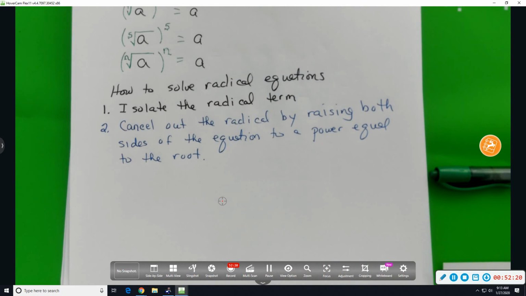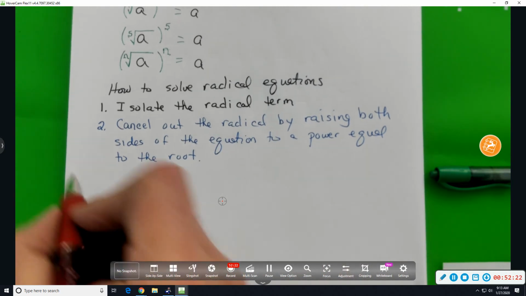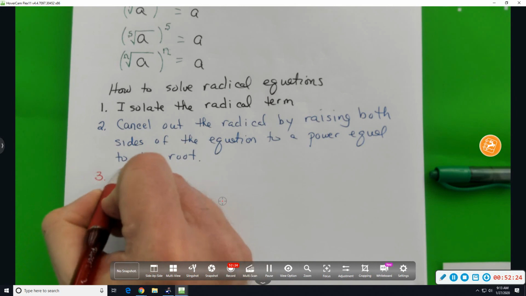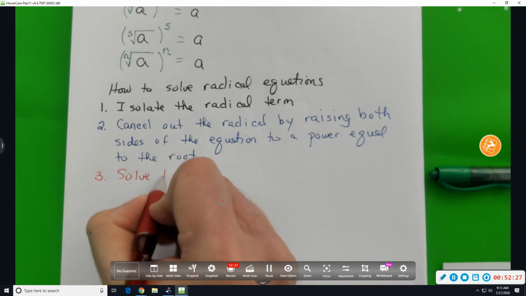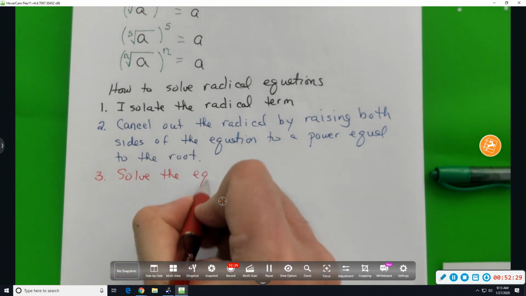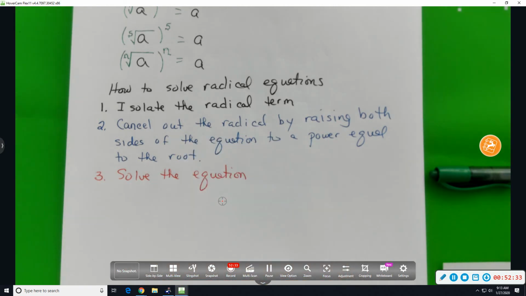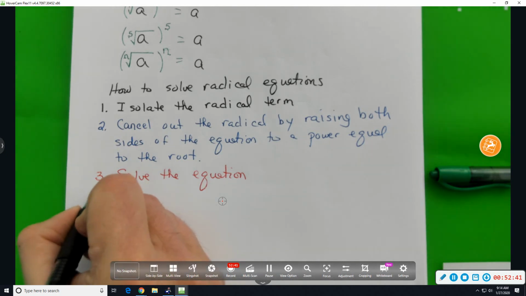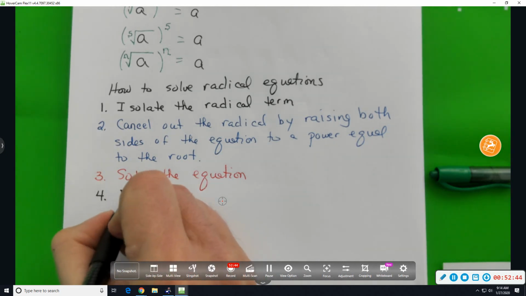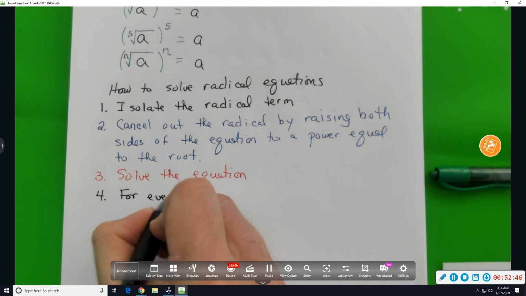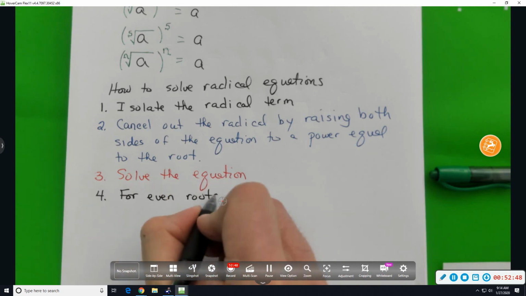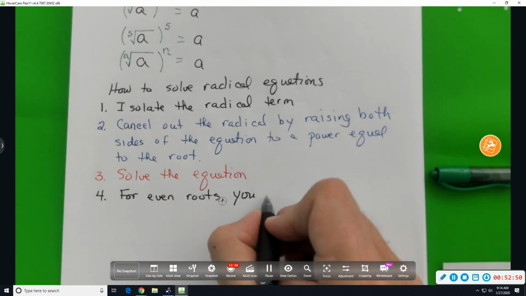And then, once you've canceled out that radical, solve the resulting equation. Usually you wind up with a quadratic equation, not a linear, but sometimes you might wind up with a linear. And then step 4, for even roots, you must check your answers.